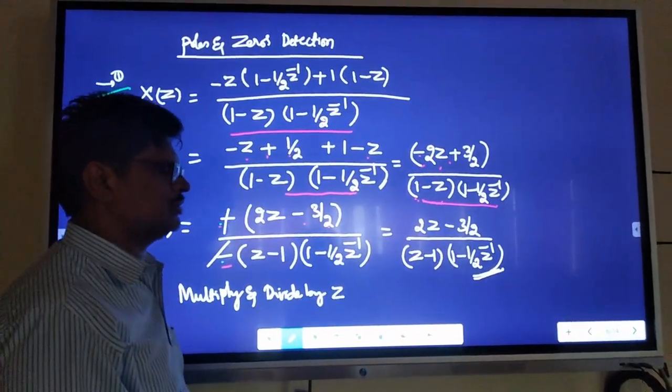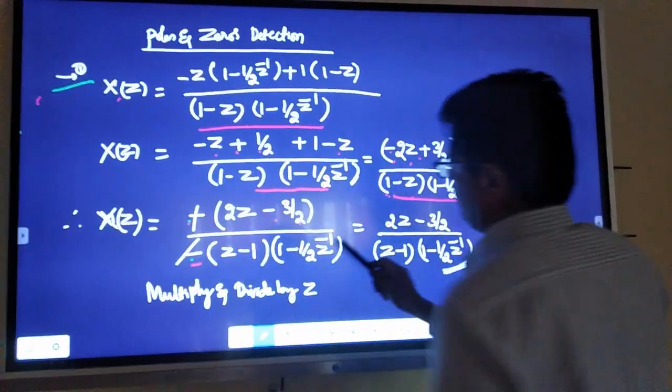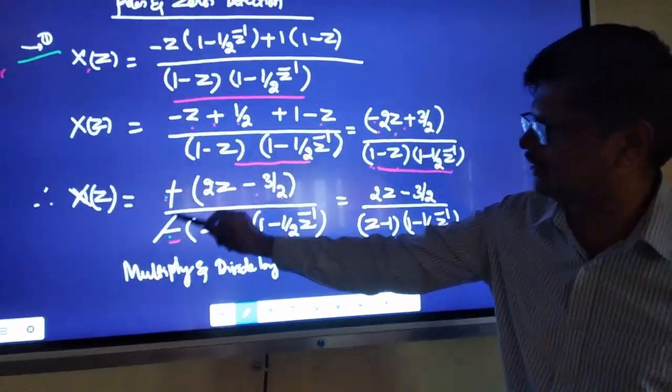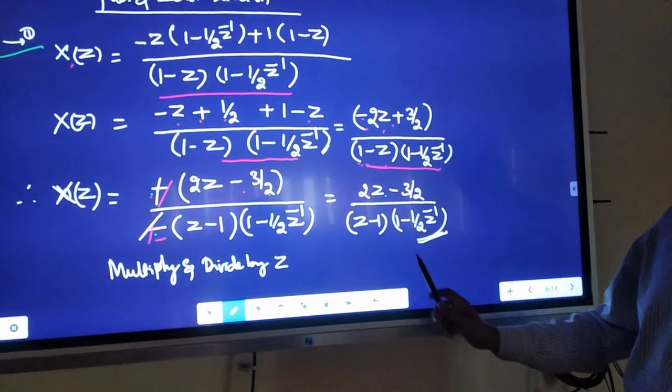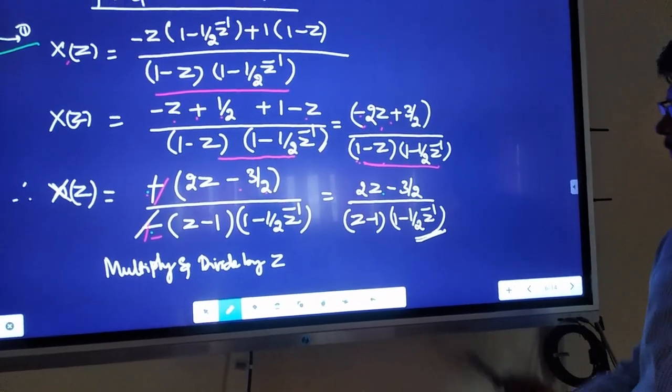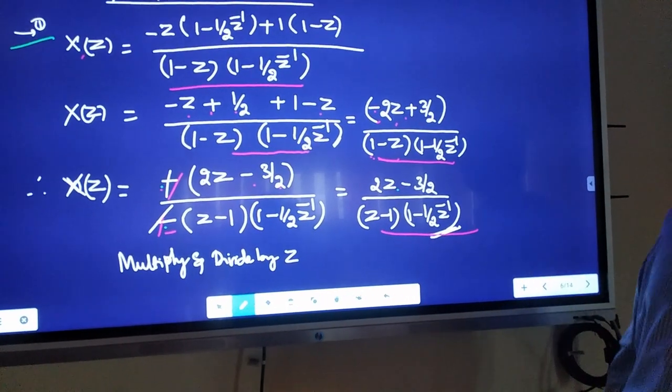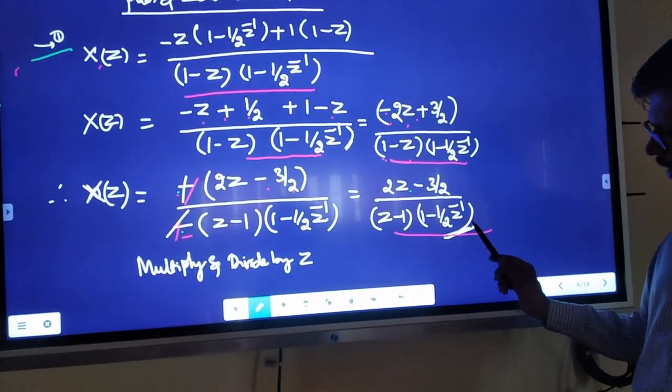Right? Then the second term, 1 minus 1 by 2 z inverse. Then the answer is 2z minus 3 by 2. This minus minus gets cancelled. Right? Now 2z minus 3 by 2, with denominator z minus 1, and 1 minus 1 by 2 z inverse. Now see this denominator, the last step.